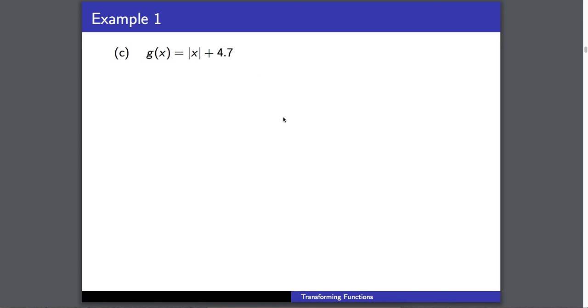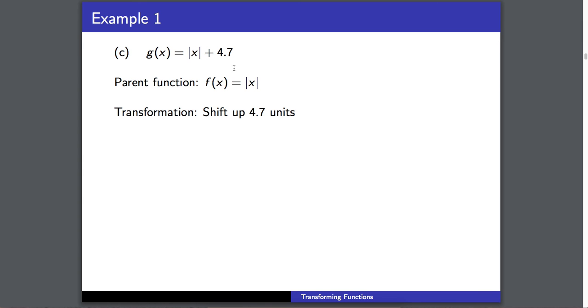Finally, part C, g of x is the absolute value of x plus 4.7. Our parent function is absolute value of x, like we saw earlier, and then it's going to shift everything up 4.7 units. All right, so that's what happens when you add or subtract outside of the function, so outside of these absolute value bars or outside of the squaring.